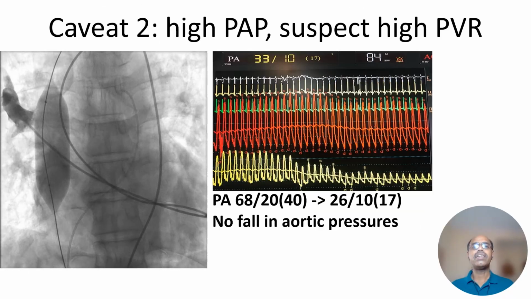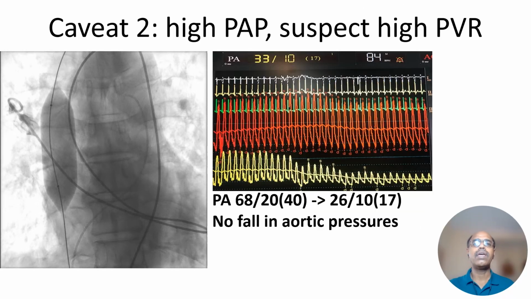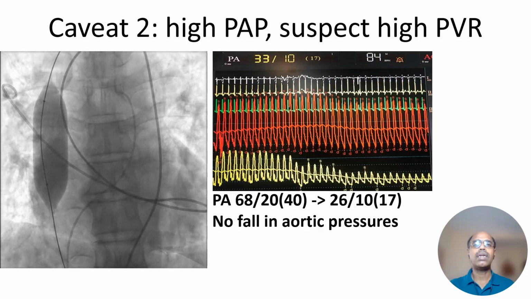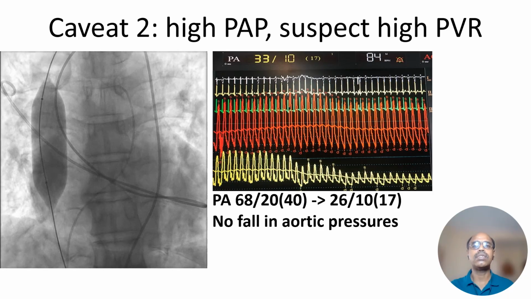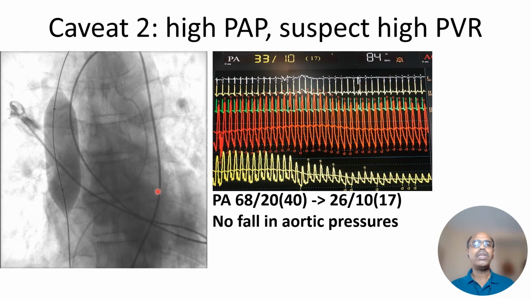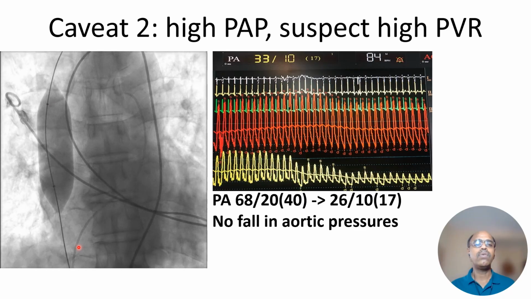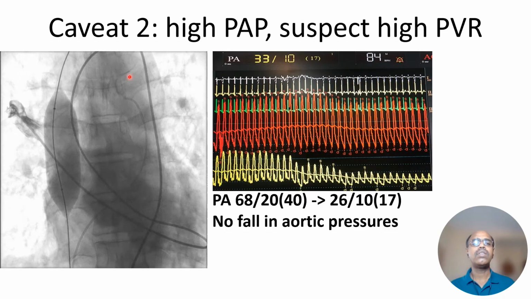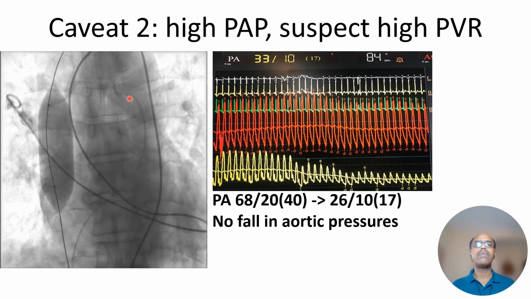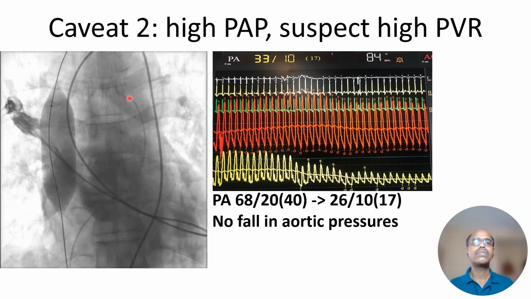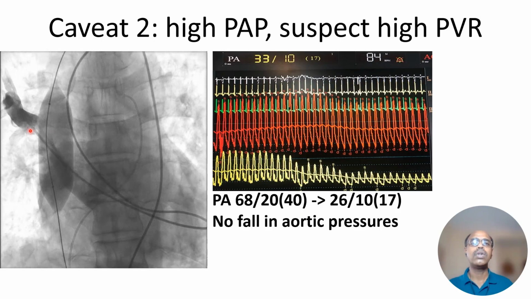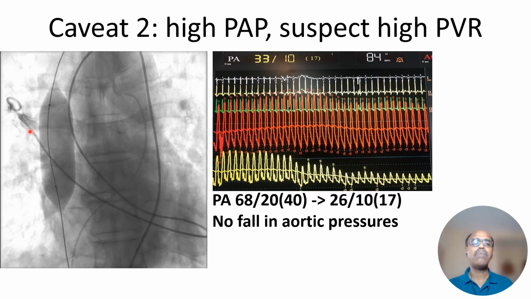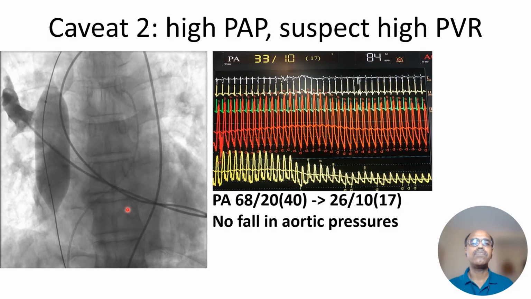The second caveat is patients who are having high pulmonary artery pressures and you are suspecting that they may have a pulmonary vascular disease. When you are doing this balloon interrogation, you can advance a catheter into the pulmonary artery and record the pulmonary artery pressure simultaneously. When the balloon is inflated and the sinus venosus defect is closed, you can appreciate the right upper pulmonary vein draining into the left atrium.